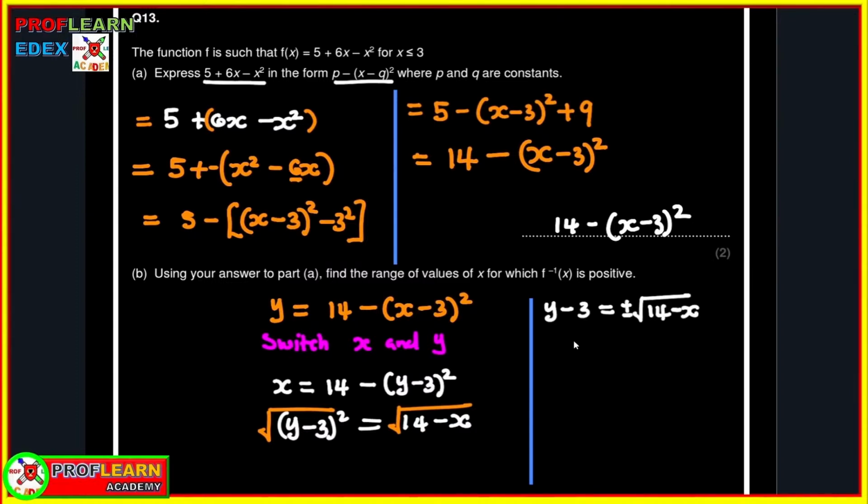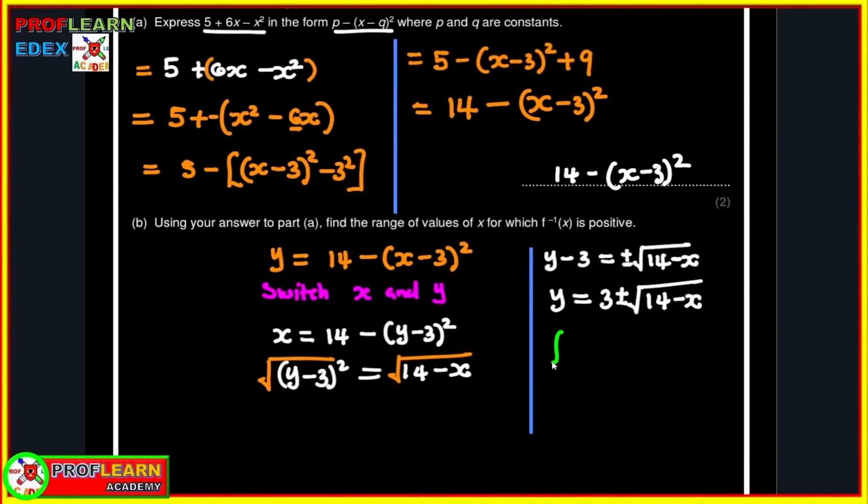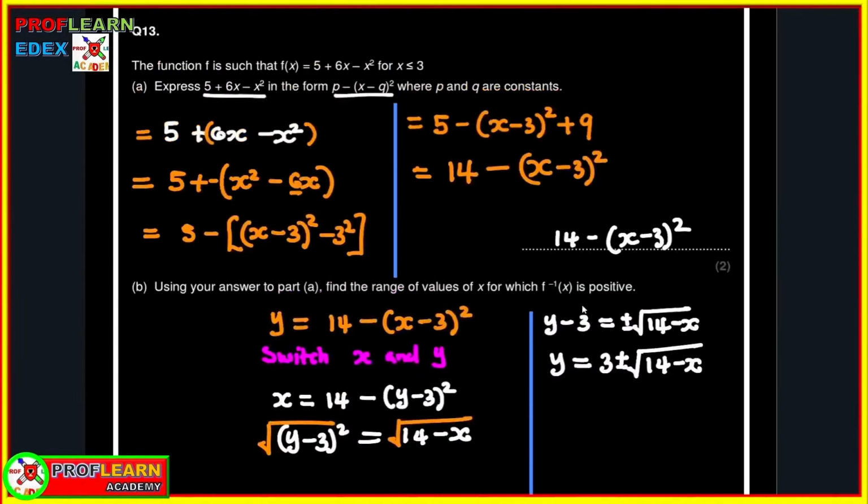Anytime you find a square root of a number, you get either positive or negative. So we have plus or minus there, but we are going to take 3 to the other side, and it becomes 3 plus or minus the square root of 14 minus x. But you need now to write the inverse, and the inverse cannot have two signs. We need to go back and check the domain that was given.